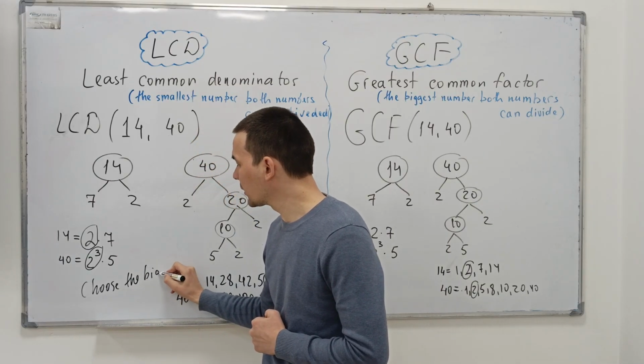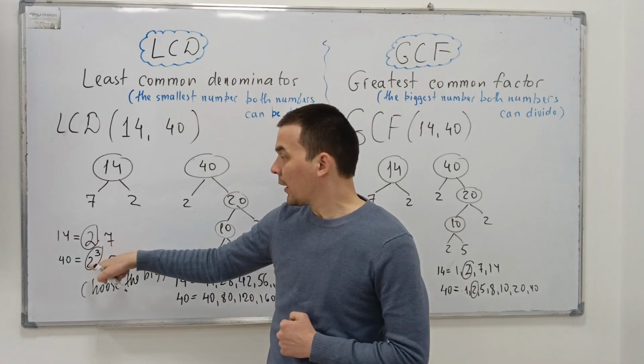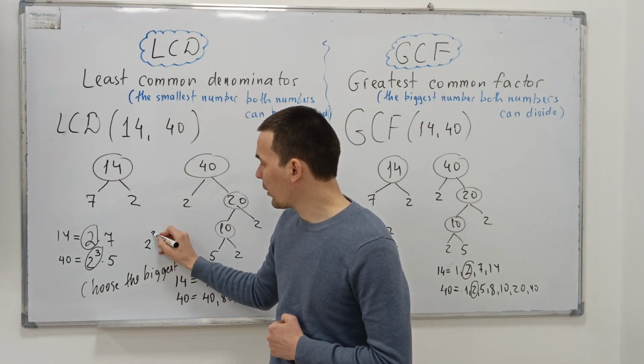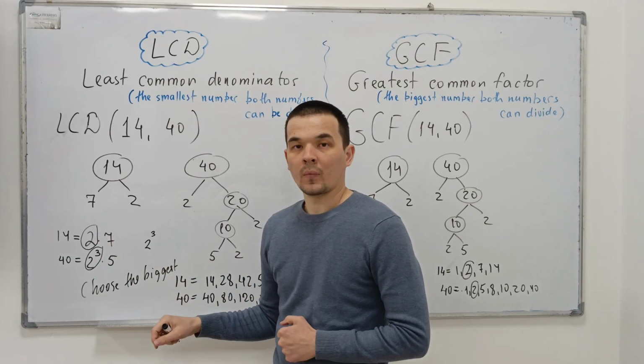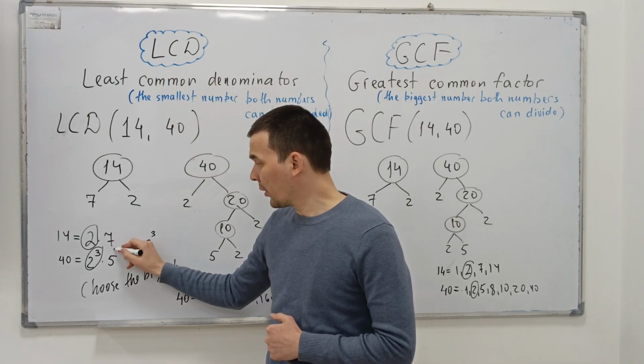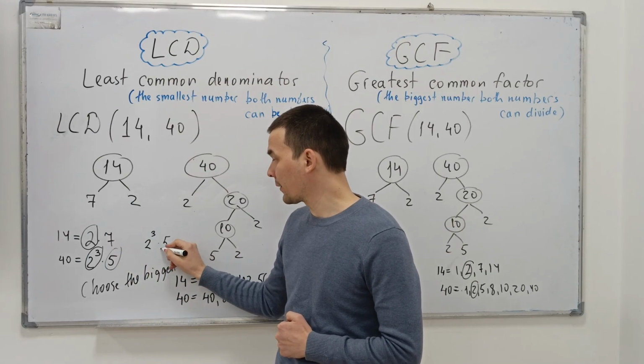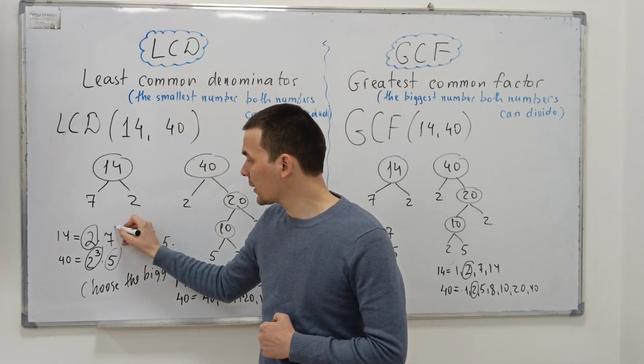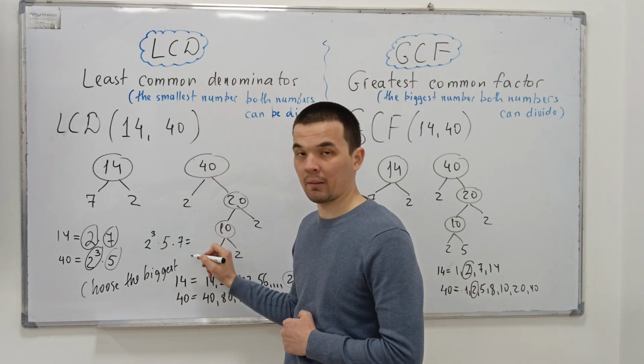the biggest one. Always choose the biggest one. As you know, the biggest one here is 2 exponent 3, okay? And the next factor is 5, and we have to select 5 as well. And the next factor is 7, and we have to take 7 as well.